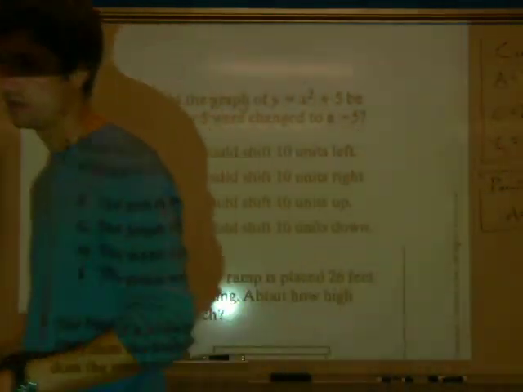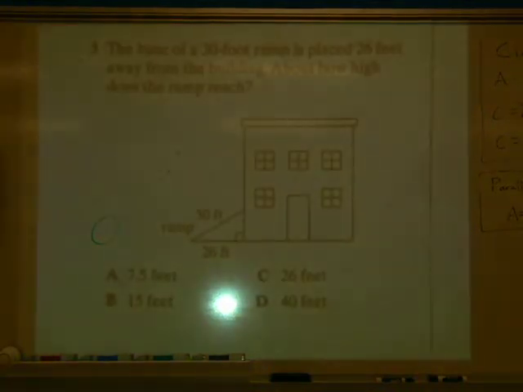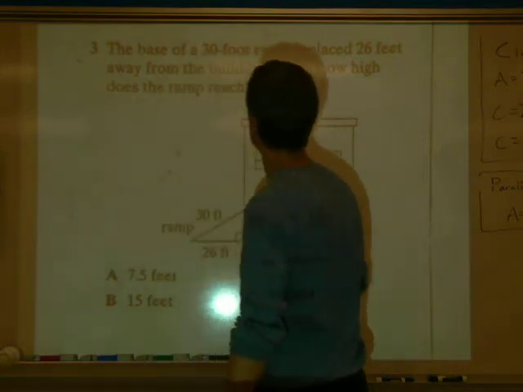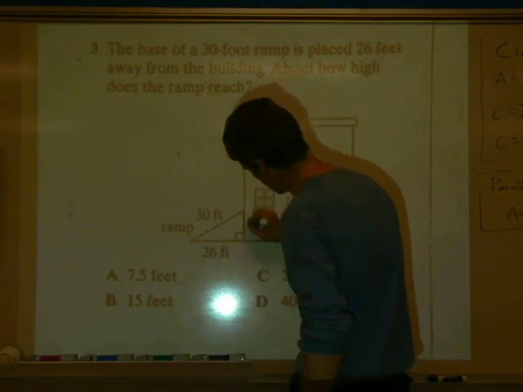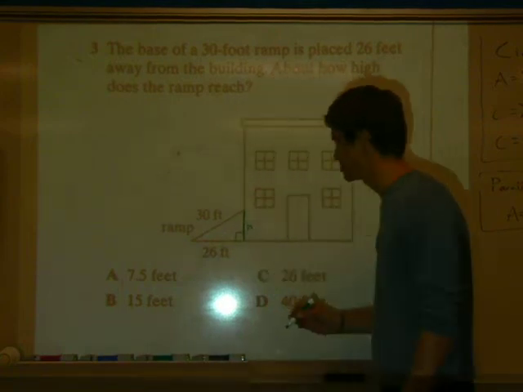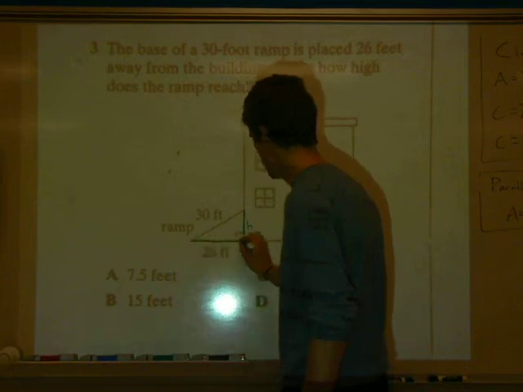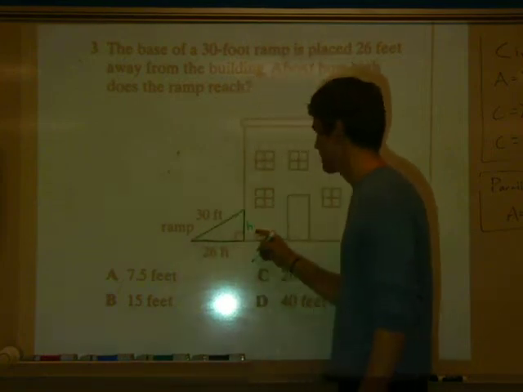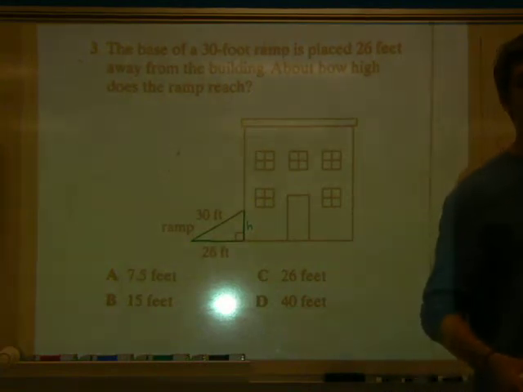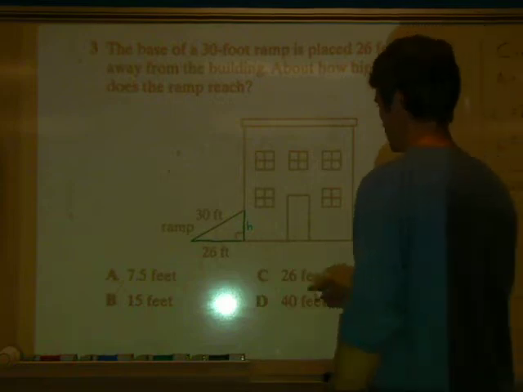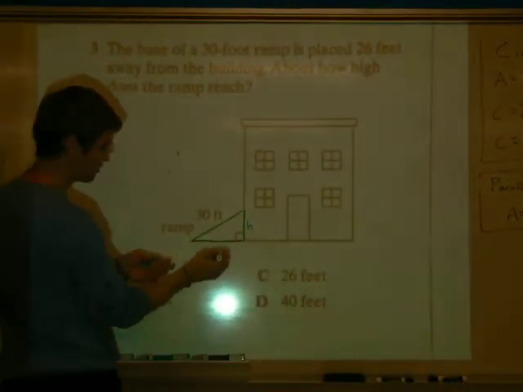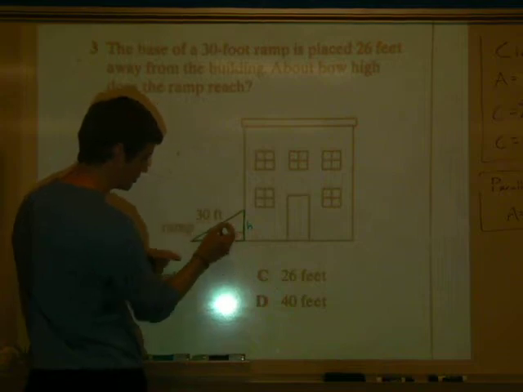Let us take a look at this bottom one. The base of a 30-foot ramp is placed 26 feet away from the building. About how high does the ramp reach? So we're looking for this height, which we're going to call H. Now, we've got a right triangle and we have 2 of the sides, so what should you immediately think? You should think Pythagorean theorem. Remember, a squared plus b squared equals c squared. Always identify the c first, opposite the right angle.